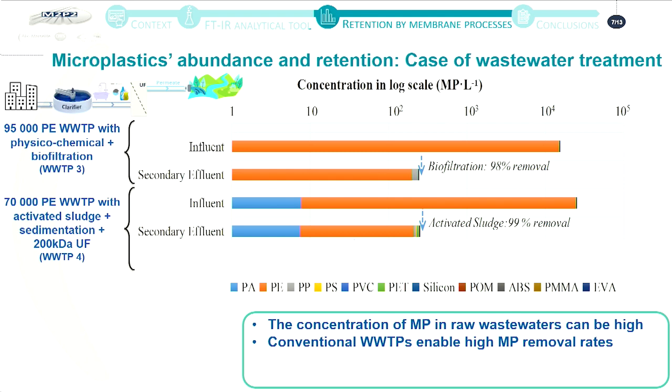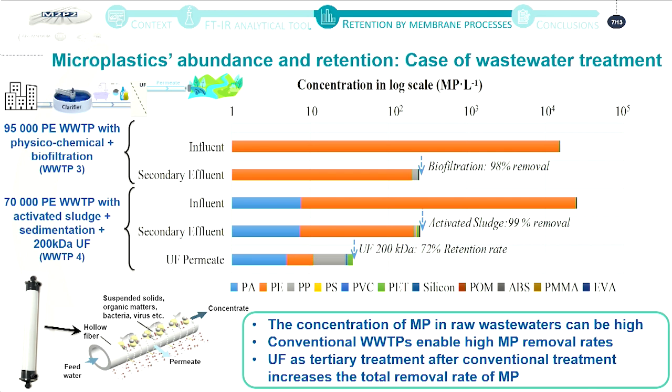But good news, these wastewater treatment plants already can remove more than 98% of microplastics, as you can see in the secondary effluent. For the second wastewater treatment plant, we added a tertiary treatment process for water reuse purposes, and we wanted to see if we could retain more microplastics. So the answer is yes, as you can see here. UF can increase the total removal rate of microplastics.